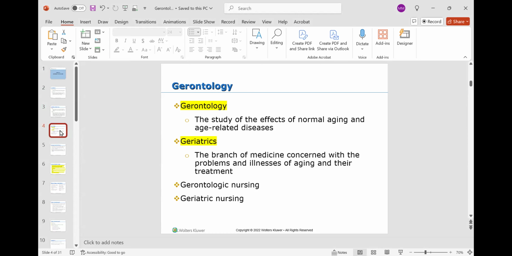So what is gerontology? Gerontology is the study of aging, basically, the effects of aging on the human being. Geriatrics is the branch of medicine that's all about aging and the older population. And then you have gerontologic nursing and geriatric nursing, which are in essence the same thing. But like everything else in medicine, we like to give things a bunch of names to confuse the heck out of you, right?